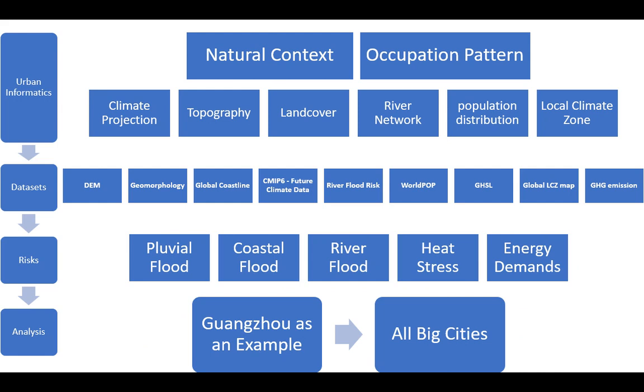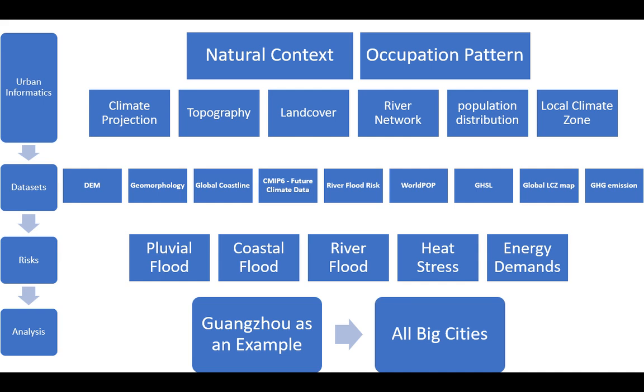That's my method. Firstly, we identify the urban informatics that we need for cities. We need the natural context of the city, which includes the future climate, the topography, land cover of cities, and the river network. And we need the occupation pattern of cities, which includes the population distribution and the distribution of urban infrastructure. Here we need the LCD maps to describe the urban infrastructure.